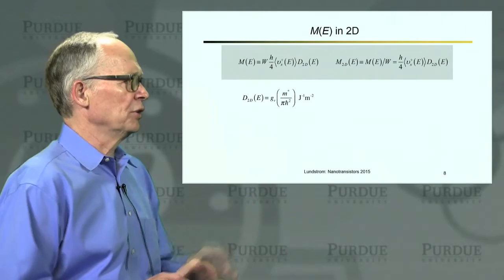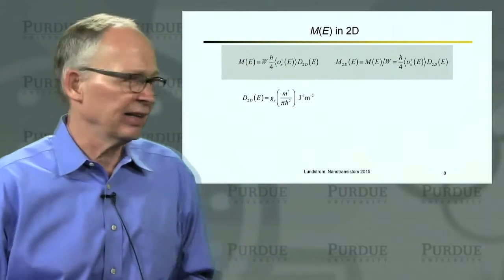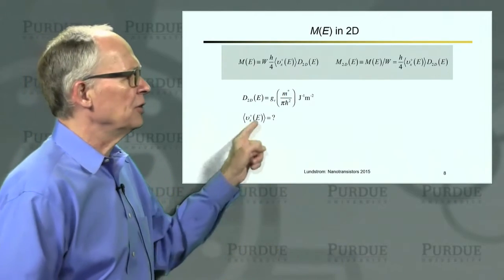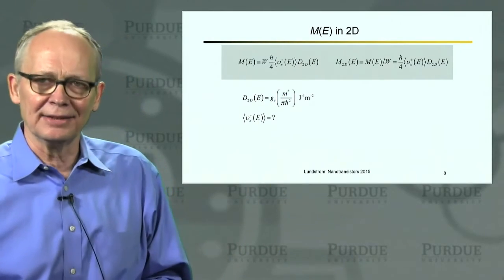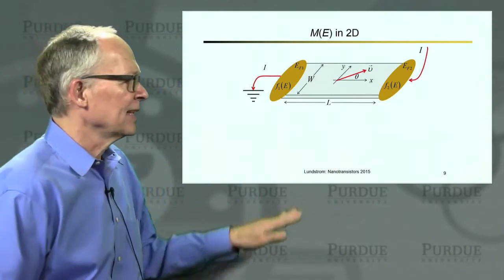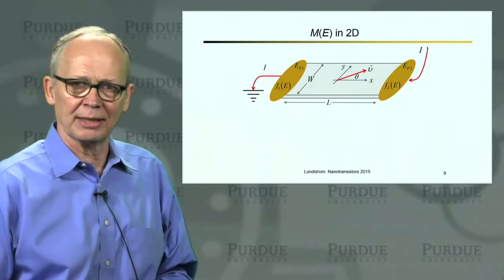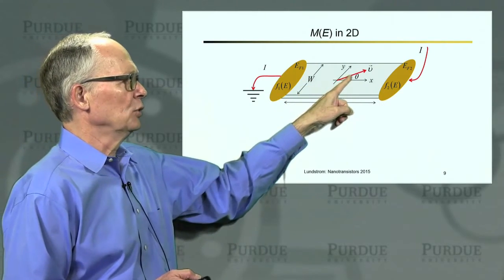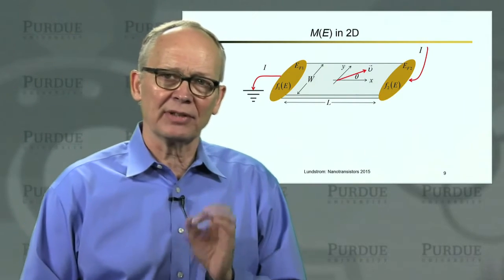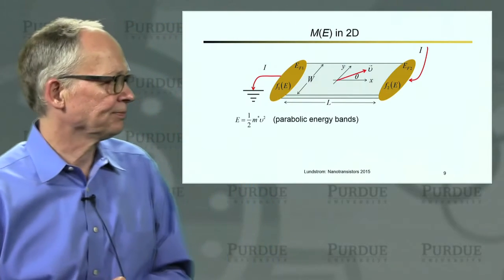Well, I need to remember the 2D density of states. So here it is. It depends primarily on the valley degeneracy and on the effective mass. I'll need to know this average velocity in the direction of current flow, so let's talk about that for a minute. This is the two-dimensional sheet of electrons that we're talking about, and electrons are moving in the XY plane, and we are interested in the average velocity in the direction of current flow, in the X direction.